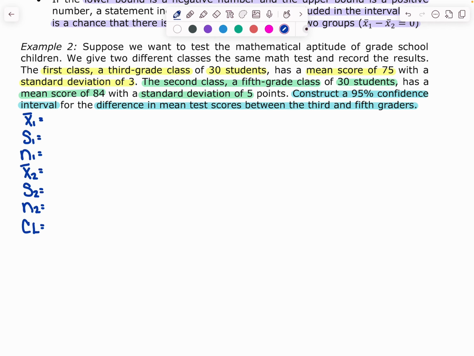X bar 1 is the sample mean of the first class, which is the third grade class. So that's 75. Their standard deviation was 3, and there were 30 students. X bar 2 is the second class, the fifth grade class. Their mean was 84. Their S was 5, and their N was 30. And we are doing a 95% confidence interval.